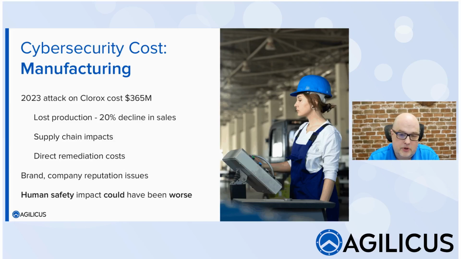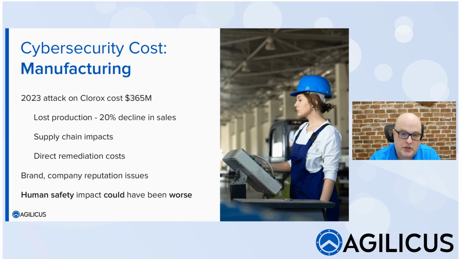This one's a kind of a big deal, right? So at the end of last summer, Clorox had a ransomware attack. It affected 5 of their factories, and it knocked out their production for a long time. In fact, it knocked out 20% of their sales just due to they didn't have product to sell. It cost them $365 million, according to their SEC filing. But there was other impacts as well.